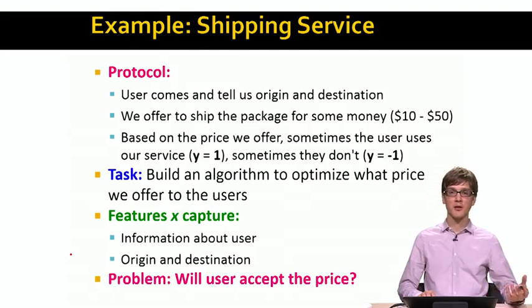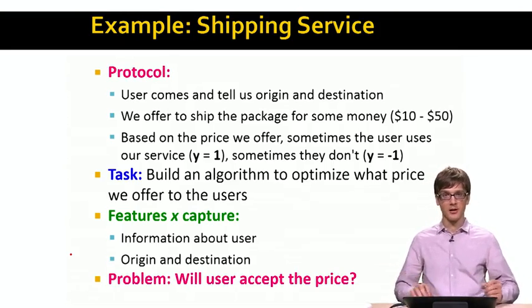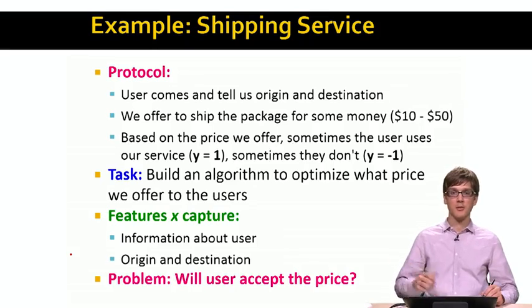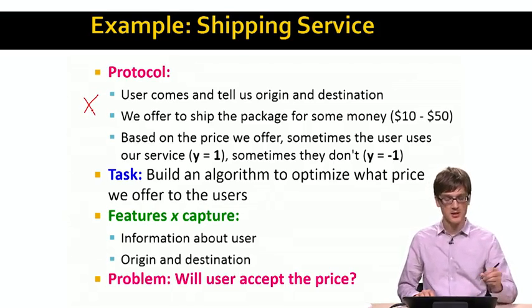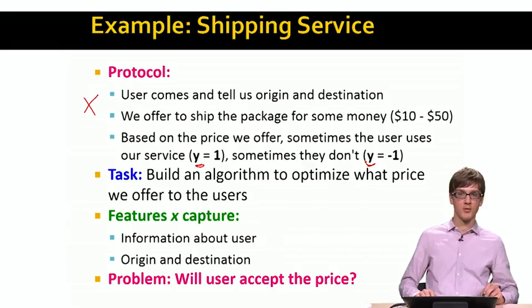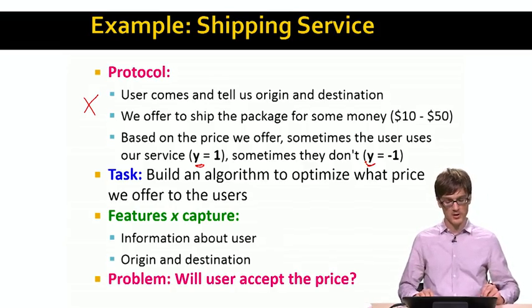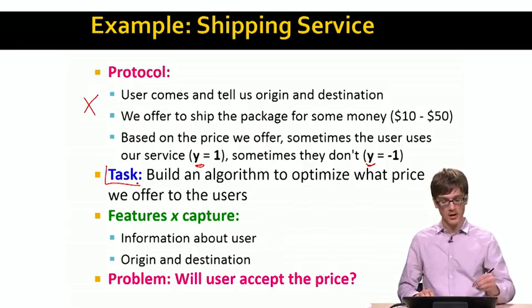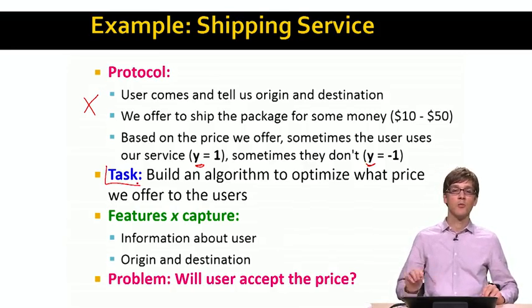So this means that every customer, every origin and destination, and description of the package is a training example. And then the classification that we want to make is, given the price we suggest, is the customer going to accept that offer, or are they not going to accept the offer? So X describes the customer, the price, and the package, and Y says whether the customer is going to accept our price or not. So the task now is we want to build an algorithm to optimize what price we should offer to the user.